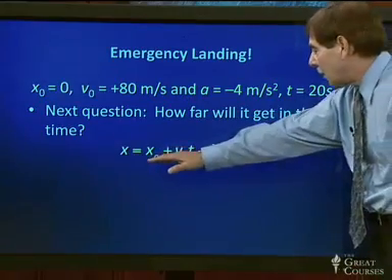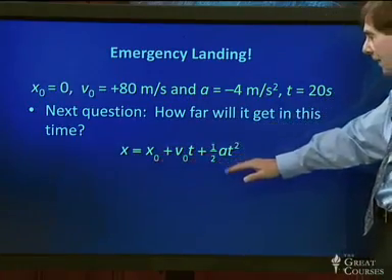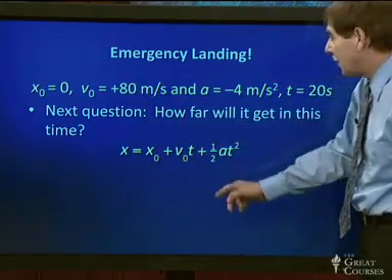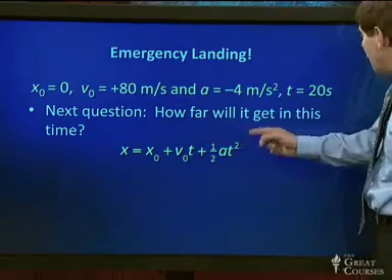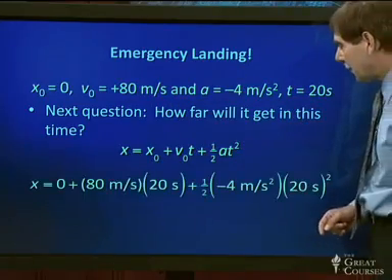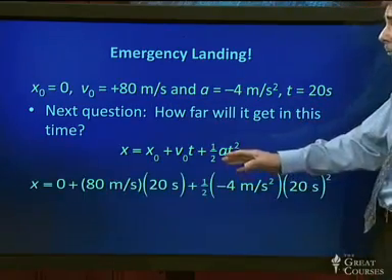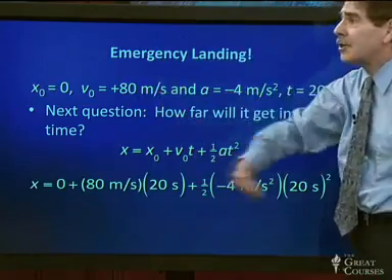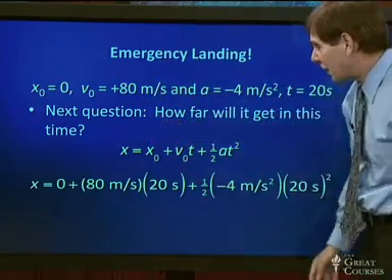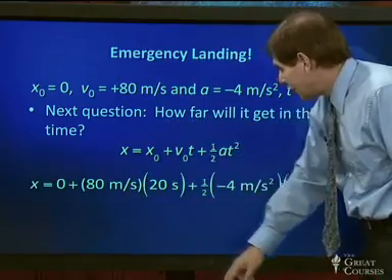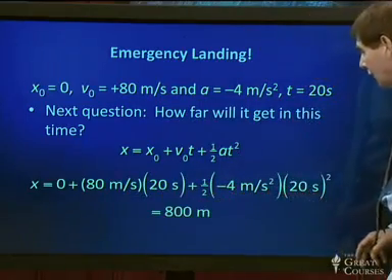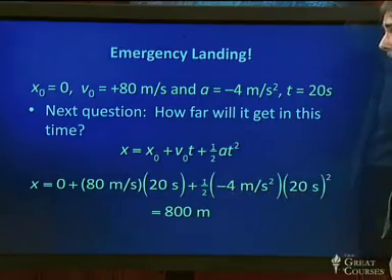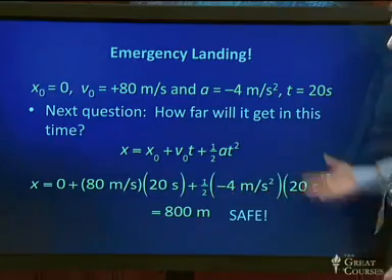So here again is our equation for position as a function of time. We know that x naught is 0, we know that v naught is 80 meters per second, and we know that the time is 20 seconds. So we can plug those things in and find out what x will be. X will be where the plane is when its velocity has reached 0, that is when it's come to a stop. 80 meters per second times 20 seconds plus a half times 4 times 20, and if you work out the math, that's 800 meters, and the plane is safe by 100 meters, about 300 feet.